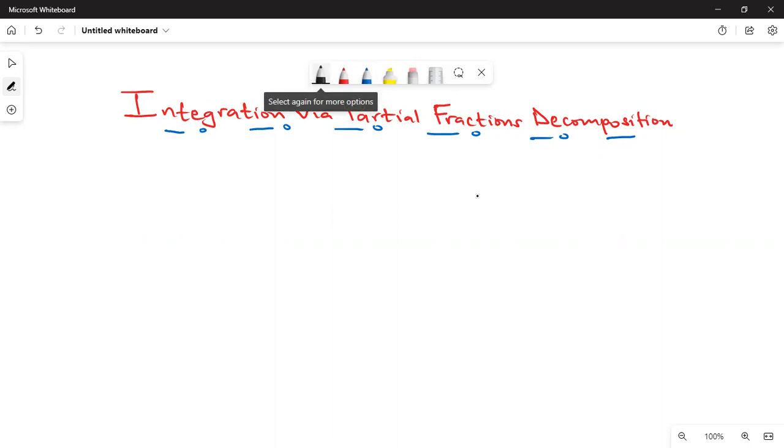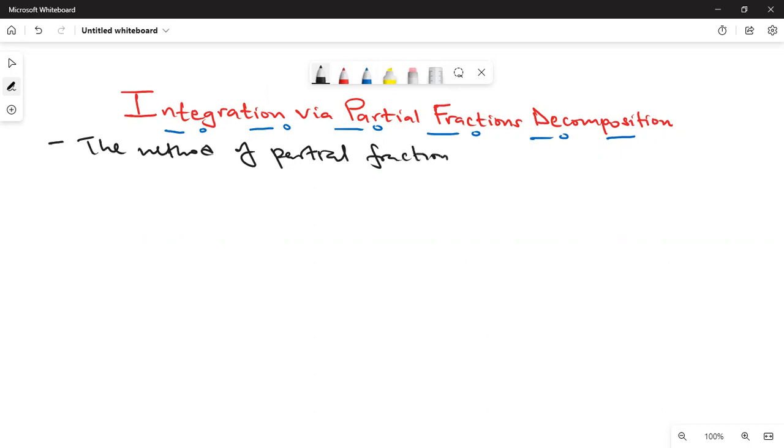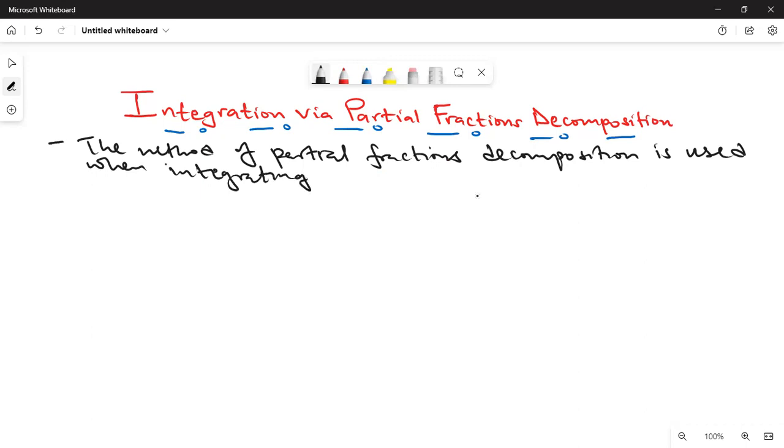Now, we talk of the partial fractions. We can say the method of partial fraction decomposition is used when integrating a rational function of the form.